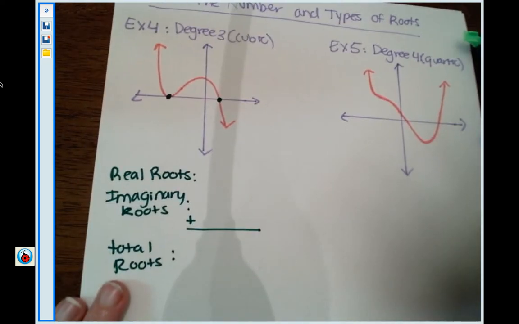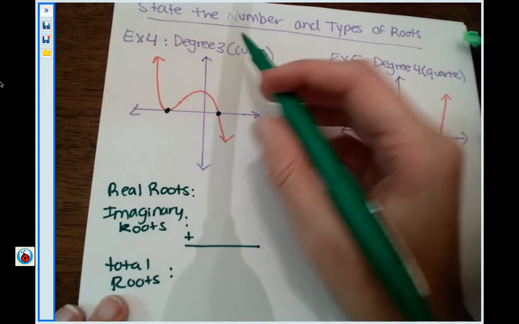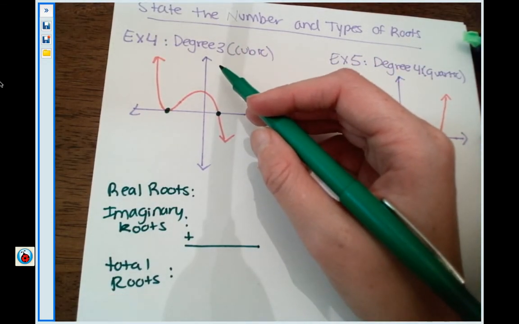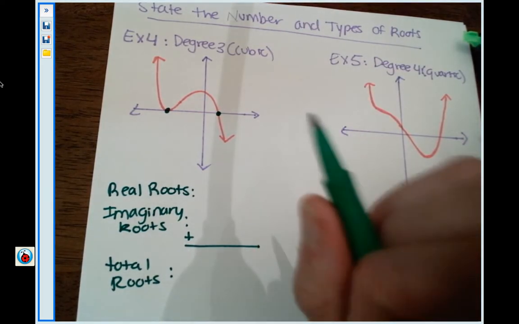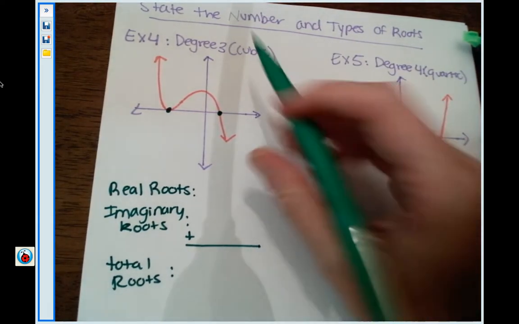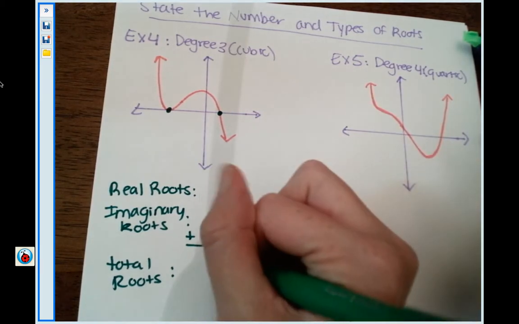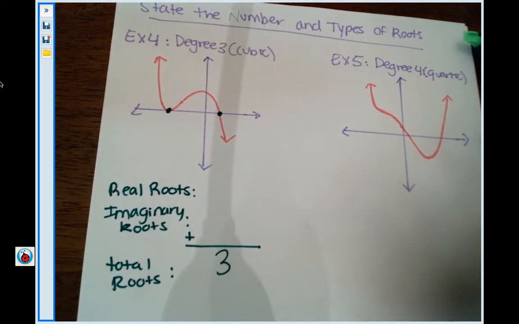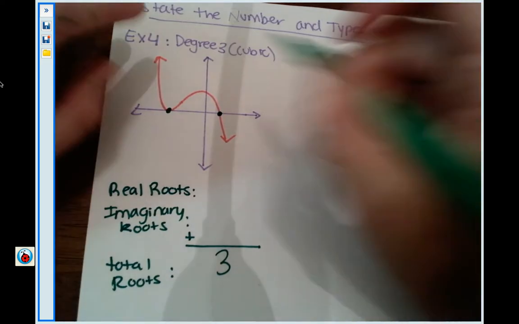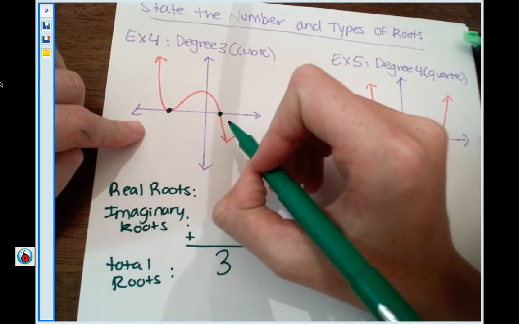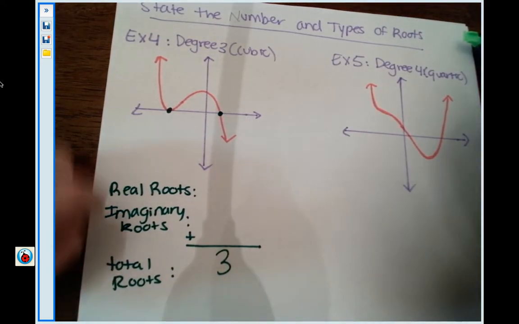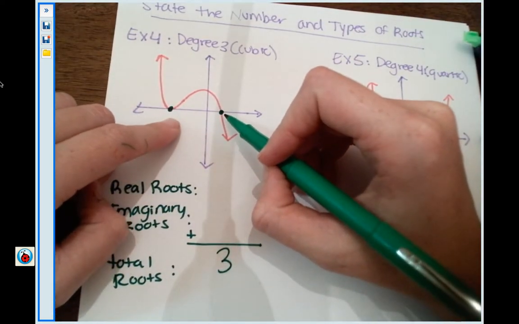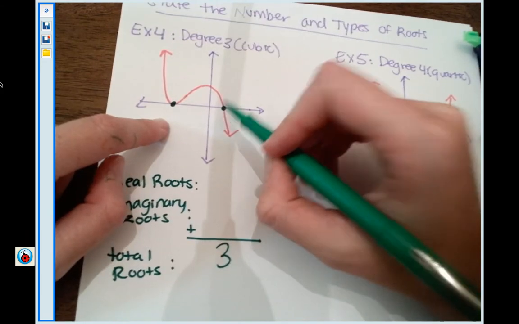So in this, first of all, you guys, this is a degree 3 polynomial. And remember, the total amount of roots should add up to the value of the degree, which is 3. So my total when I get done should be 3. So let's see what happens. We need to count how many times it touches the x-axis, which is slightly misleading, so be careful. It appears that it only touches it twice, right here and right here.